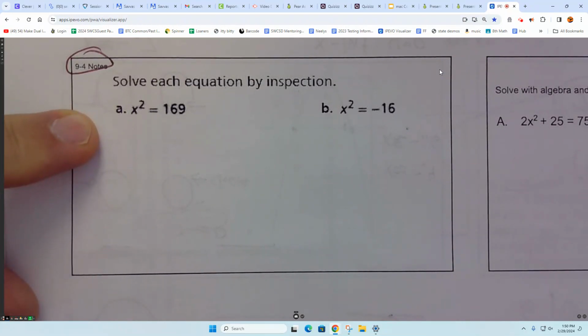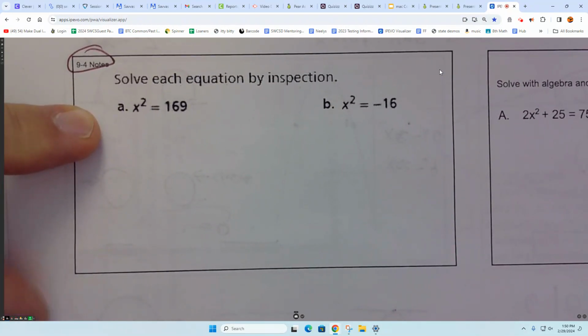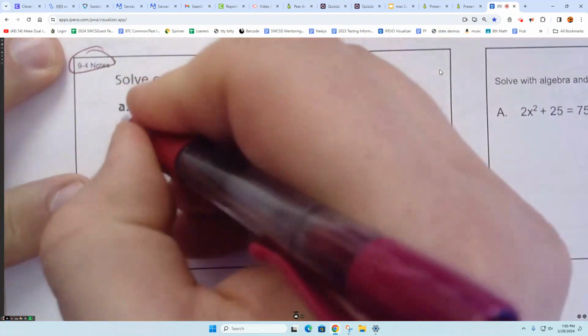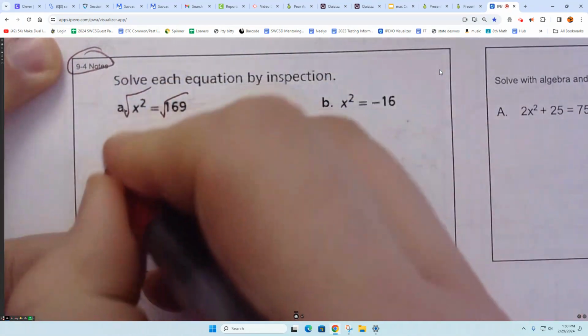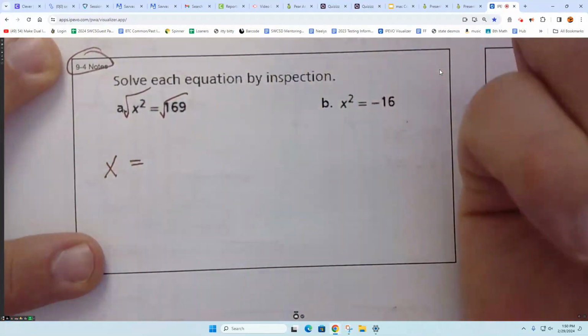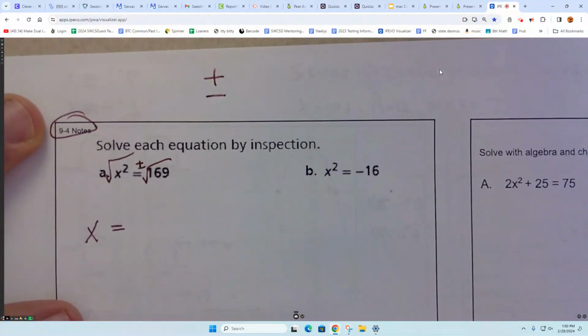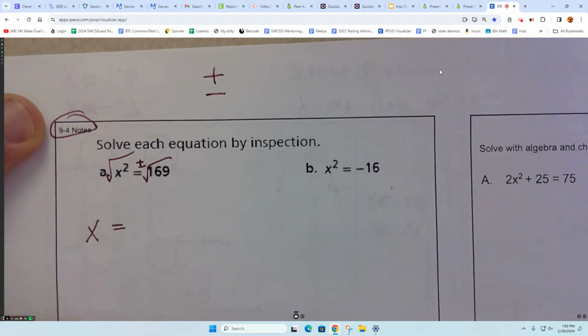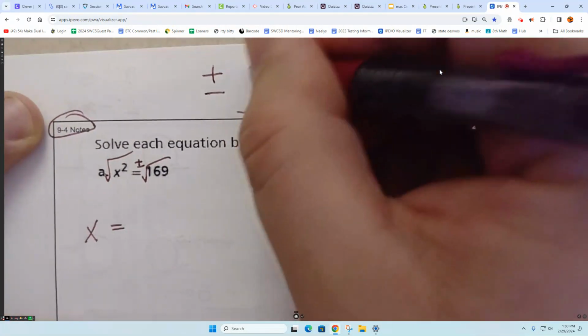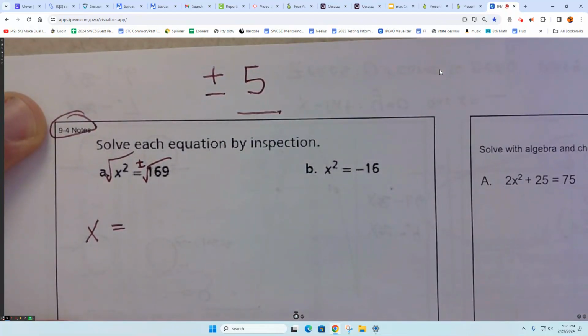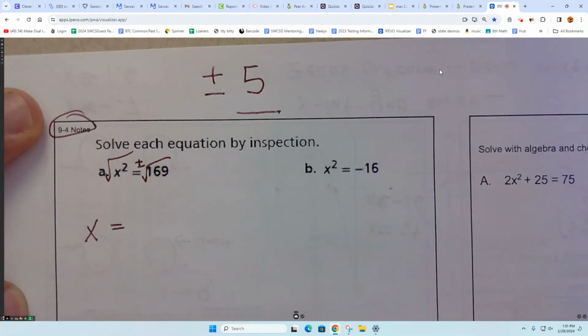X squared equals 169. Well, you just do the square root. So we're going to square root both sides. Anytime I square root both sides, I am supposed to put a plus or minus symbol. What that means is whatever I put here, like say the answer is 5, that means I'm saying positive 5 and negative 5.